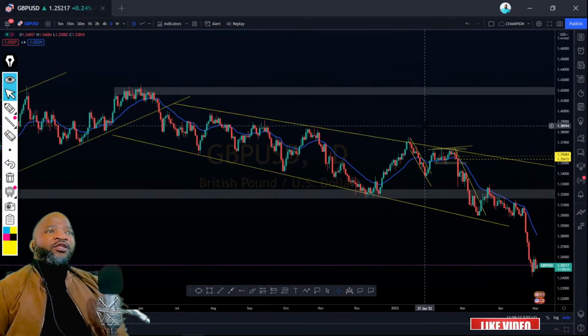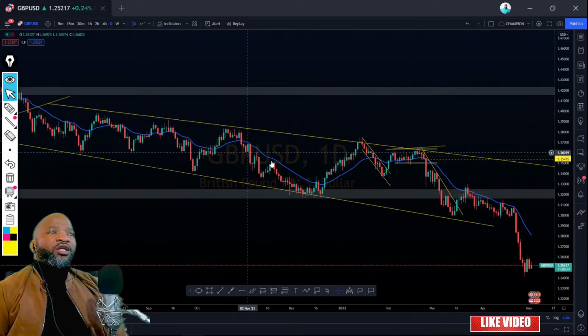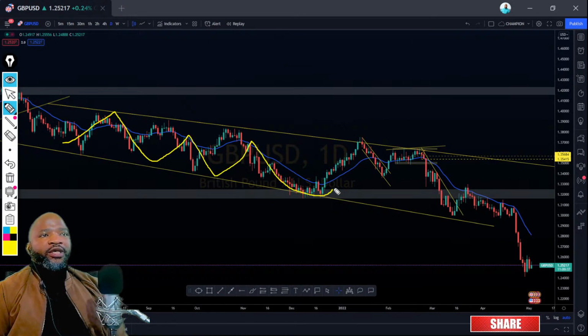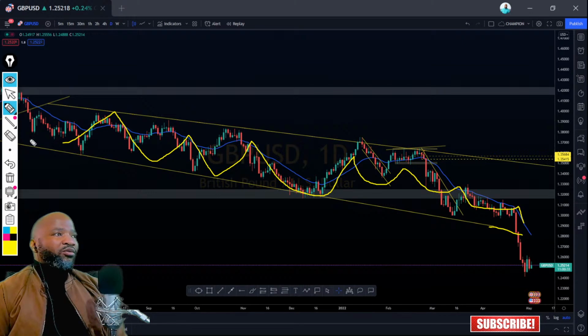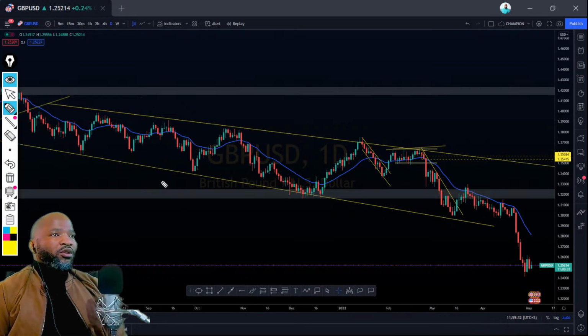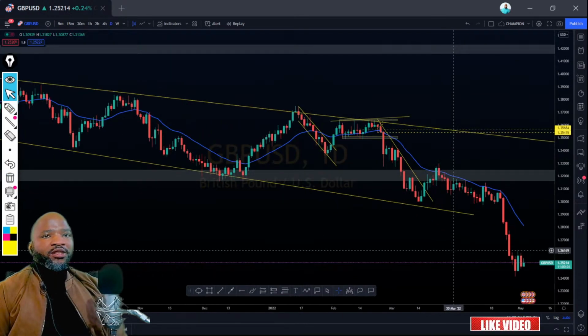Previously we were having a bearish channel that is visible right there. It was bearish like that, and the price broke out of it. As you can see, it broke towards the downside.